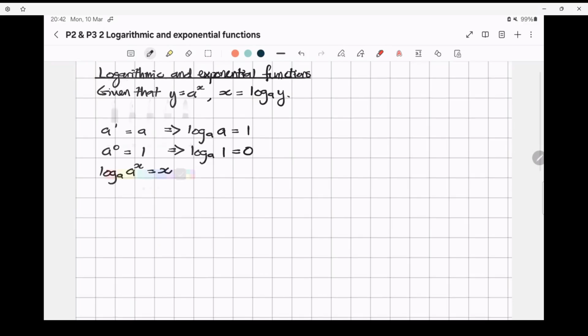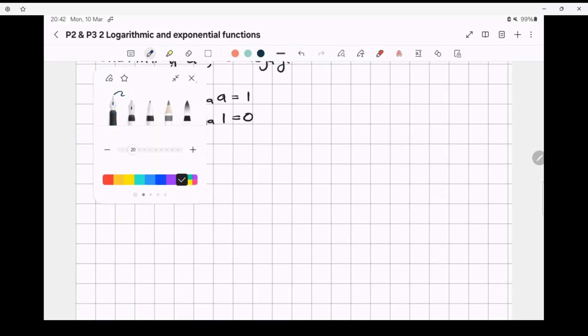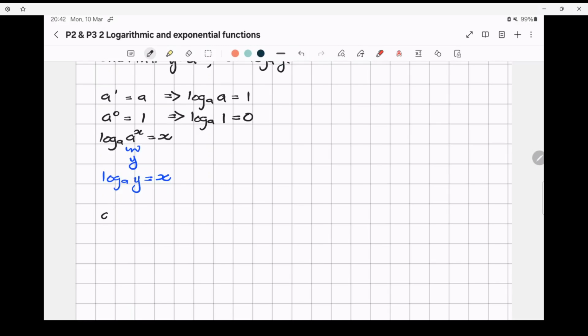What you can see here is that basically a to the power of x is y. So this means that the whole expression is just log base a y, and this is of course based on our definition, equal to x. The fourth identity is that a to the power of log base a x, perhaps I should write here, equals x.